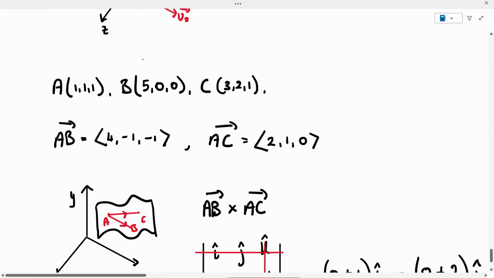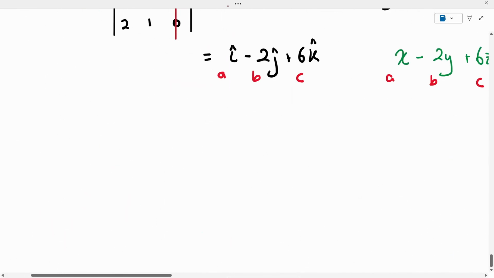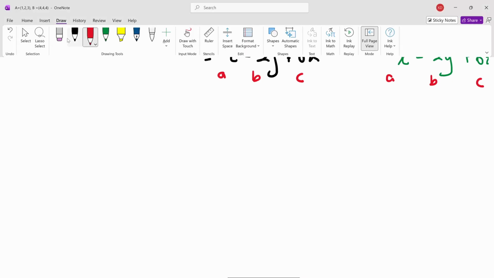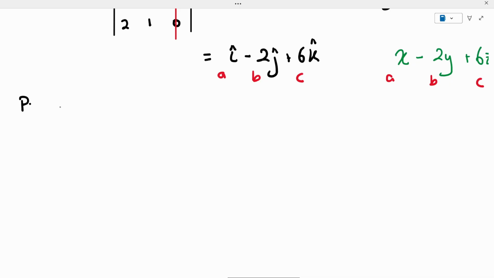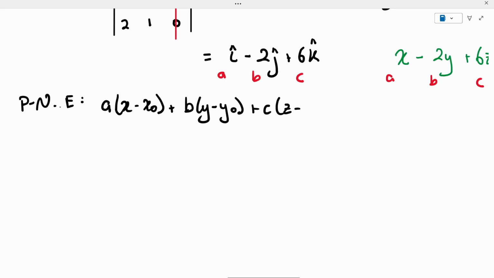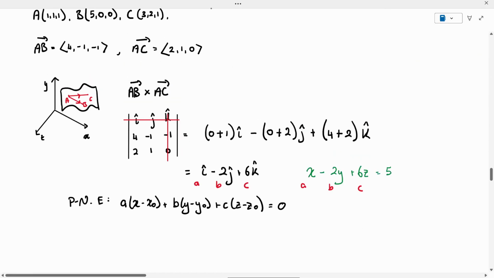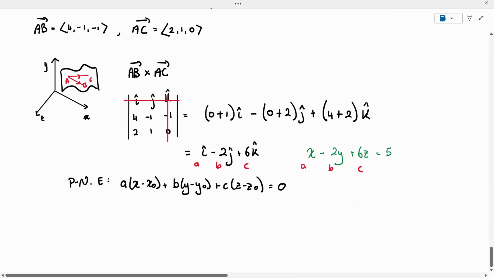Right, so we have a point on the plane. We could use the first point, A is 1, 1, 1. So our point normal equation, we have A times x minus x0 plus B times y minus y0 plus C times z minus z0 equals 0. So let's use this vector here that we just found and the point 1, 1, 1. So substitute that and tell me what you get for the equation.